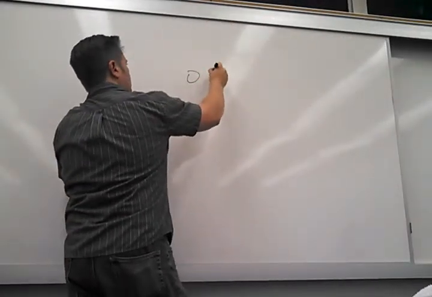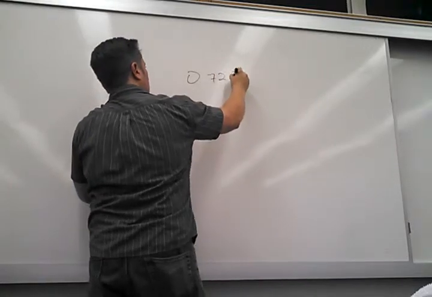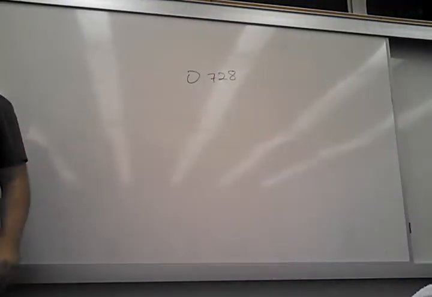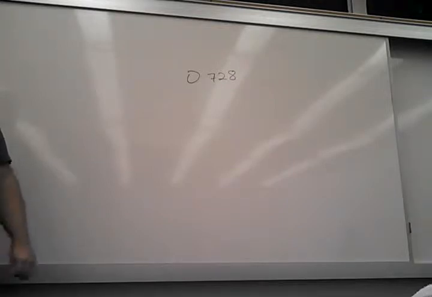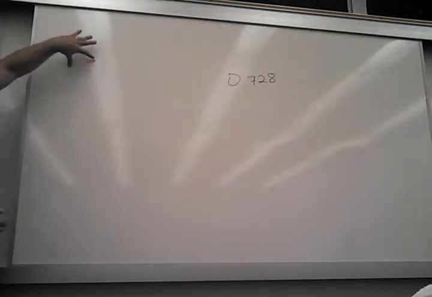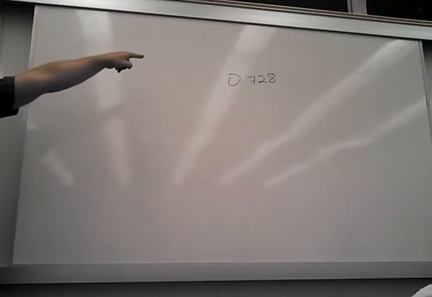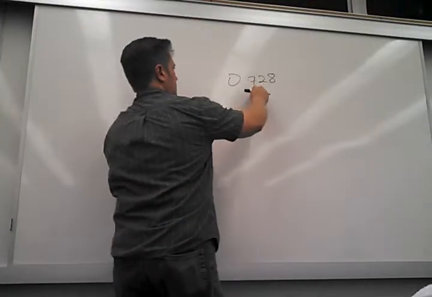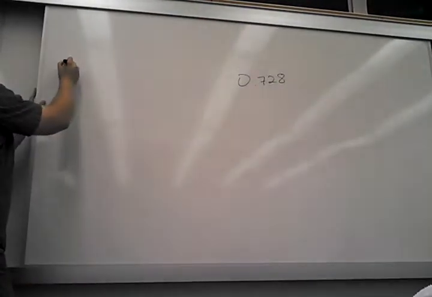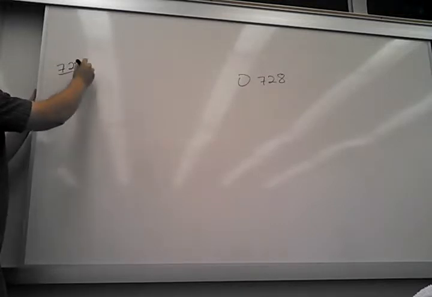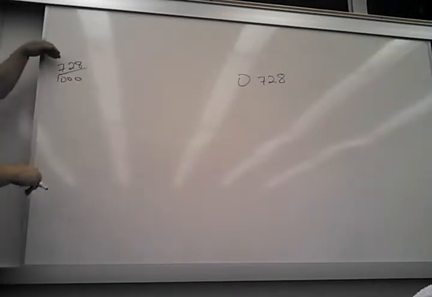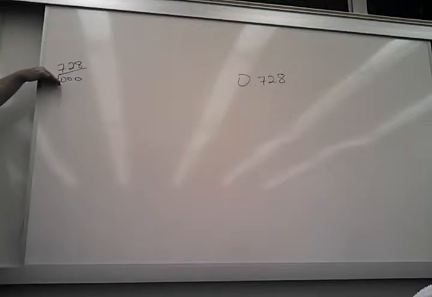So if I had 0.728, I want to write that in words. Well, again, sometimes it's easier first to go to a fraction. What would that be as a fraction? What place is that in? Thousandths: tenths, hundredths, thousandths. So as a fraction, it would be 728 over 1,000. And of course, you say that as 728 thousandths. So that's exactly what you write.